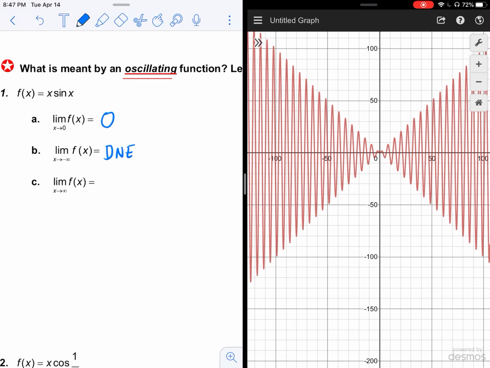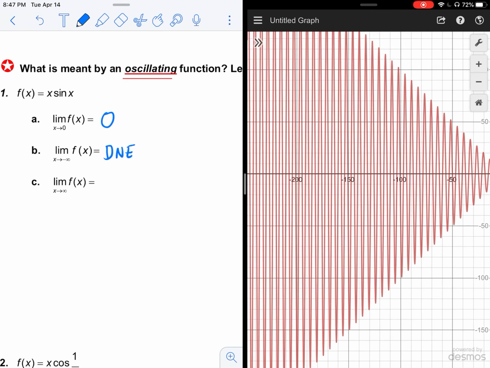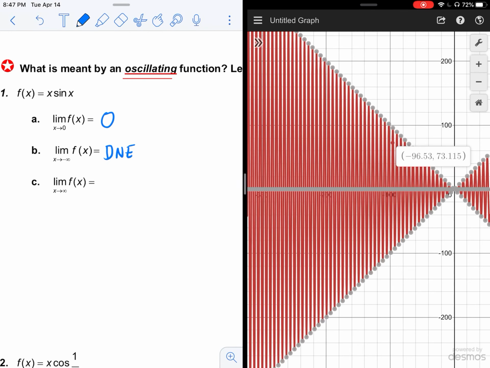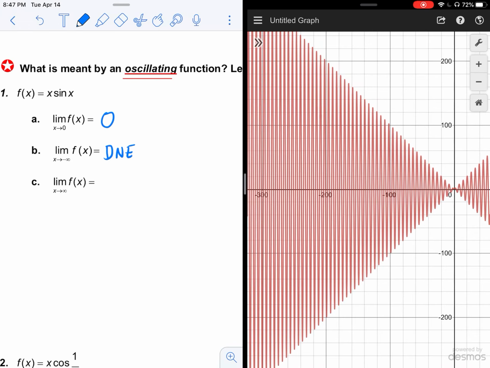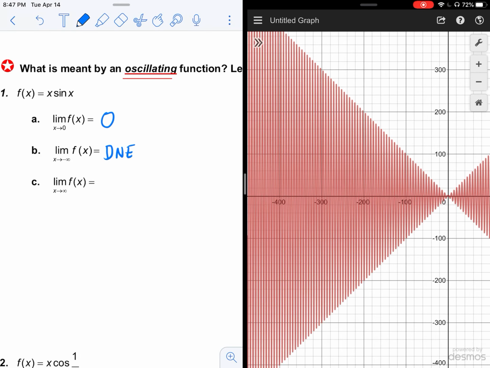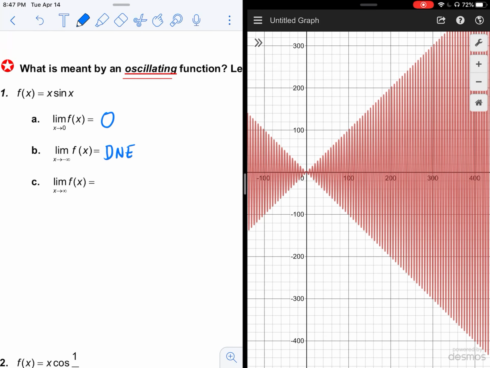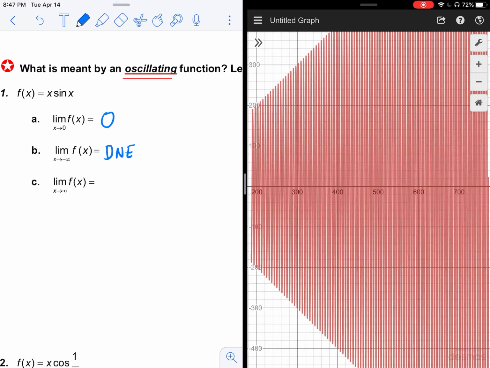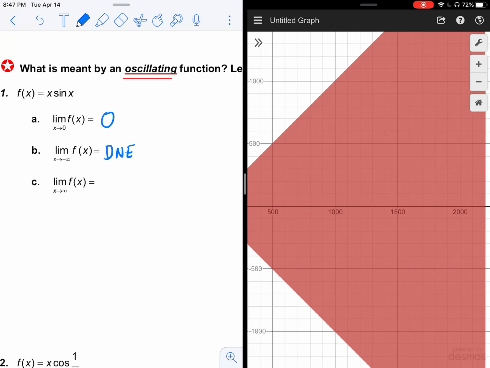Same for the left side, that's all these numbers over here. Remember, the left is the negative numbers. And so as we go out, it's getting wider and wider out of our zoom. As I look at positive infinity, Desmos is a really great way to do this. Let's look at our graph. What is happening? Do a crazy little zoom here.